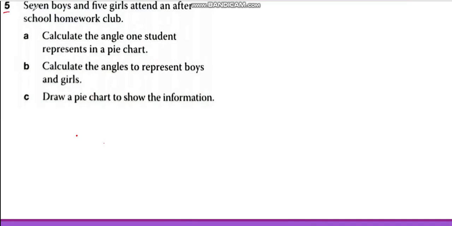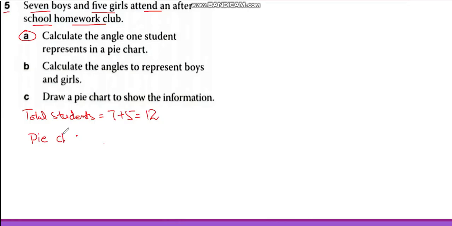In question number 5, it says 7 boys and 5 girls attend an after-school homework club. So in part A, calculate the angle one student represents in a pie chart. So there are a total of 7 plus 5 students. So we can write total students equals 7 plus 5, means 12 students. We know that in a pie chart, there is a total angle of 360 degrees.